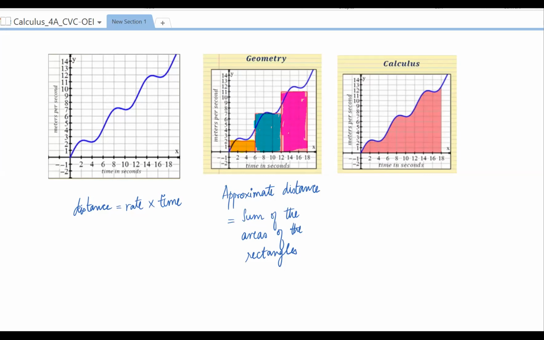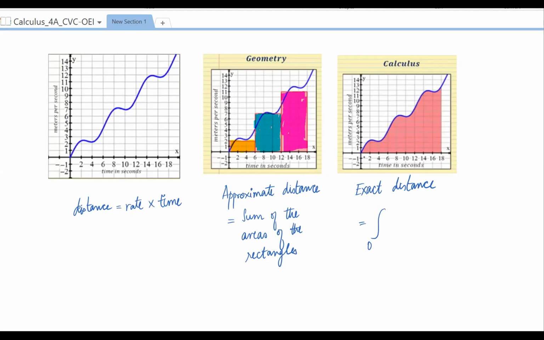When you move to calculus, well, you're able to give the exact distance. And for that, we use a special symbol, but basically it is coming from the idea of geometry, where when you add up the rectangles, we talk about a concept called Riemann sum. And then from that, we develop into this special notation. We call it the integral notation.